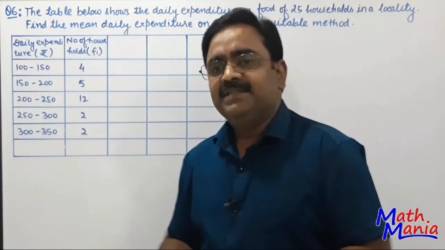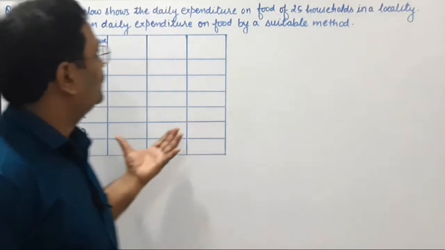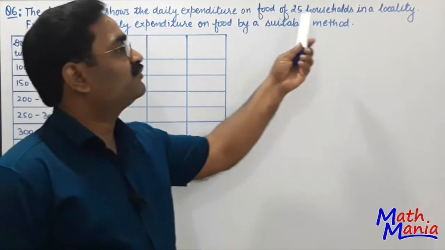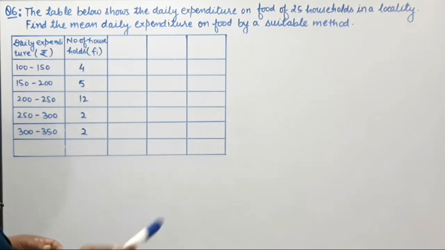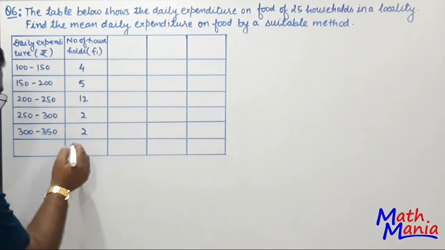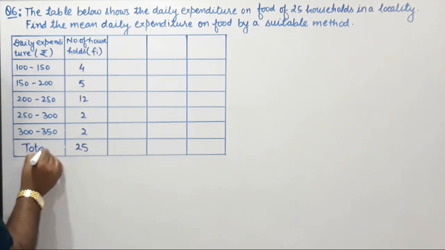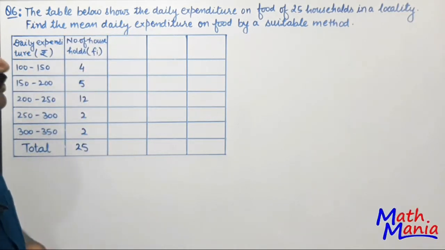Okay friends, so let's see question number 6. The table below shows the daily expenditure on food of 25 households in a locality. So this table shows the daily expenditure on food of 25 households, meaning the sum of these households should be 25. This is 25 total, right? Then the question is asking, find the mean daily expenditure on food by a suitable method.